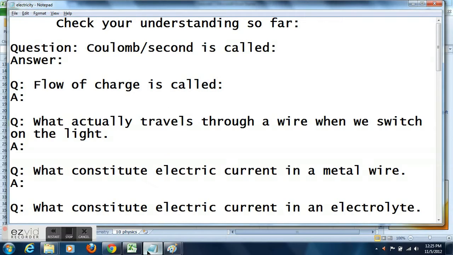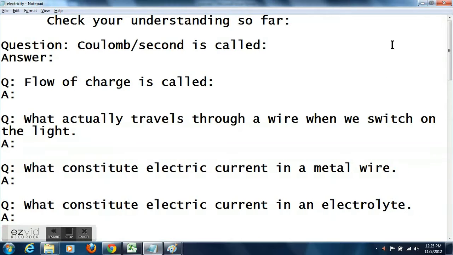Hello, welcome to the next tutorial on electric current. In this tutorial, I am going to explain the solutions to the questions I discussed in the last tutorial. Now, let me explain the solutions one at a time.